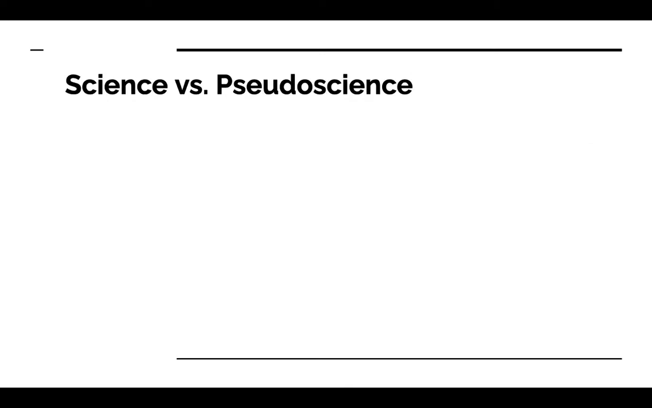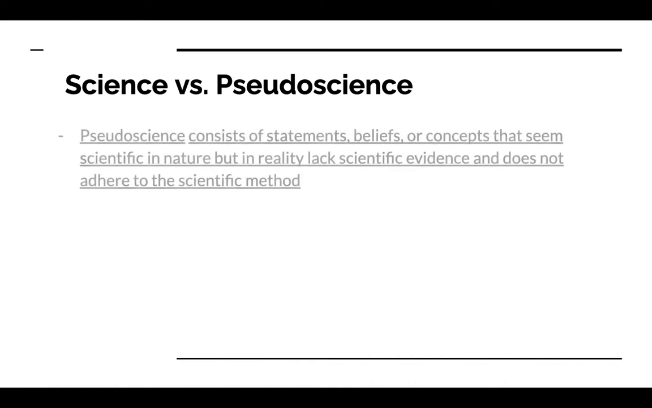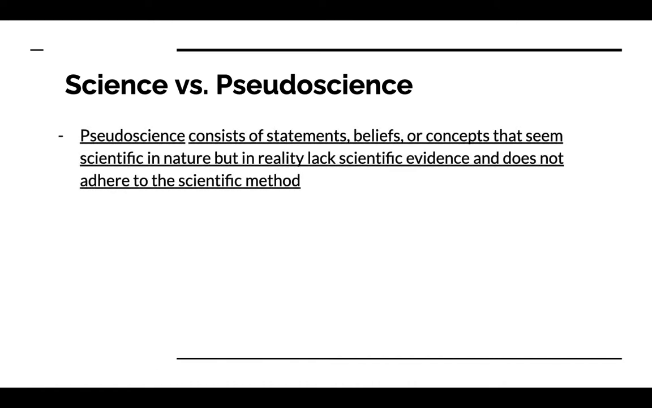So this brings us to distinguishing between what we call science and pseudoscience. So we know what science is. Science is the study of the world around us based off empirical facts and data and based off logic. Pseudoscience, on the other hand, consists of statements, beliefs, or concepts that may seem scientific in nature at first glance, but in reality lack scientific evidence and do not adhere to the scientific method. Pseudo coming from, again, the Latin word for fake, so this means literally fake science.